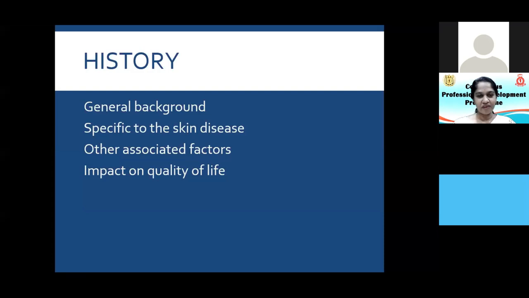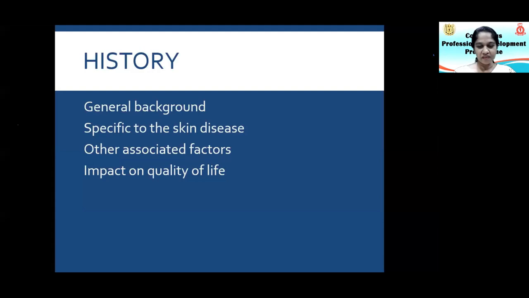For example, if a patient comes with acne, we have to ask about any other associated factors like menstrual irregularities, hair loss, hirsutism, just to find out whether there's a hormonal cause underlying this acne. And also the other most important thing is impact on quality of life. As you know, skin diseases are visible, and there's a big stigma associated with them. Therefore, it may affect the patient's quality of life, and there can be a profound psychological impact. Actually, even in my experience, I have come across two patients who have tried to commit suicide just because of the skin disease. Therefore, it is very important that you take some extra time to see how much the disease has affected their quality of life.